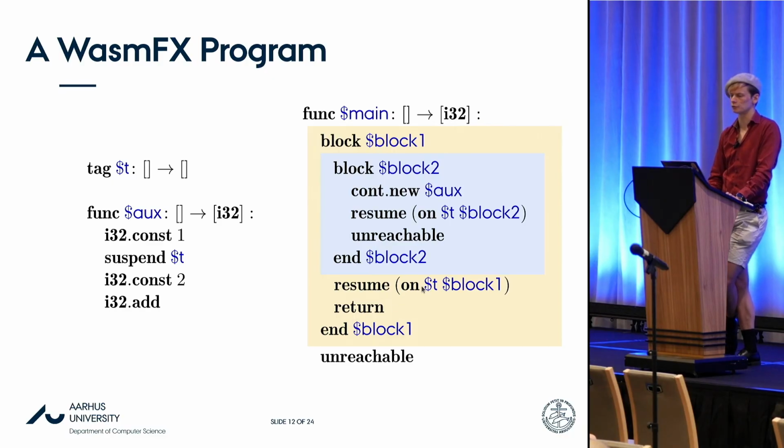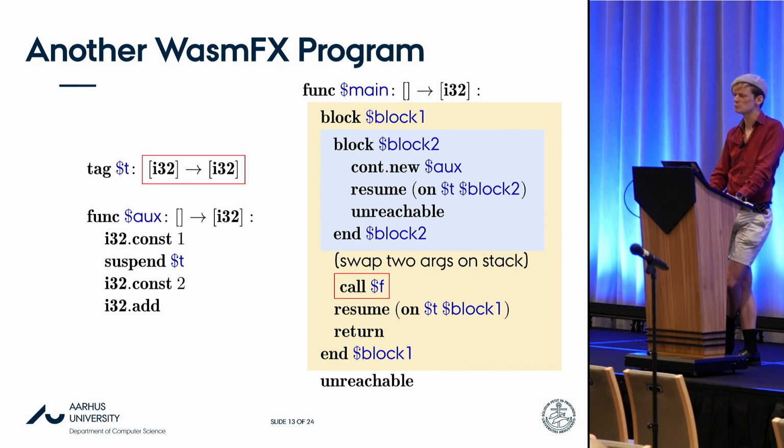So this is a very convoluted way of just computing 1 plus 2, which is 3. If I want a slightly more complicated example, I can imagine that my tag is now given a slightly more complicated type, int to int. And what this will mean is that I will carry a payload when I perform my effect.